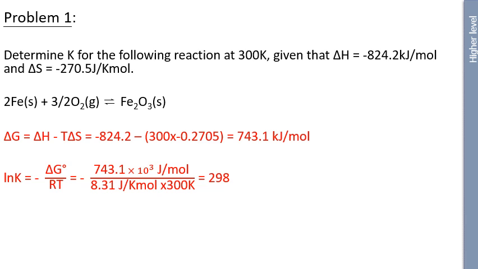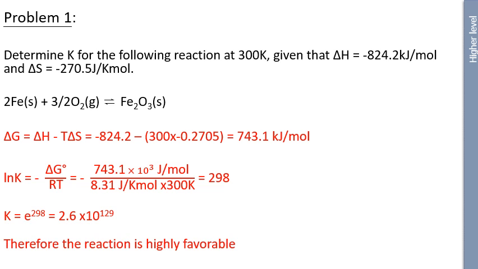And if we then plug that number into the equation that we've just discovered, okay, you get a value for the natural log of K of 298, and then that means that the equilibrium constant is going to be e to the power of 298, or 2.6 times 10 to the 129, quite a big positive number. So that suggests, surprisingly, that the rusting of iron in the presence of oxygen at roughly room temperature is highly favorable. Surprise, surprise.